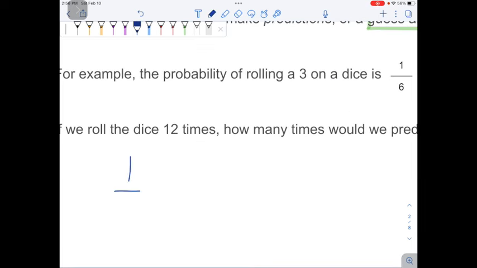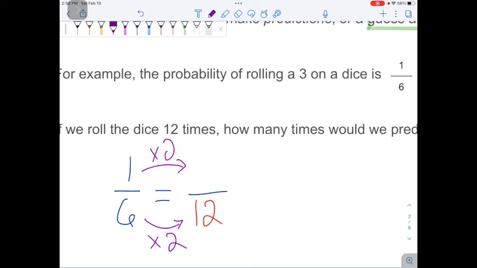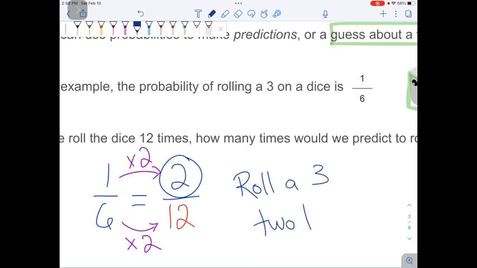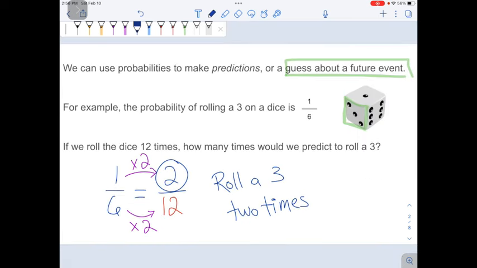I'm making a guess about the future. So I would say, well, I know in theory I should get it 1 out of every 6 times because one side has a 3 out of 6. And I'm going to roll it 12 total times. So 6 times 2 is 12. 1 times 2 is 2. So we would expect that we would roll a 3 2 times out of 12. That's our prediction. We haven't done it yet. That's my guess about what's going to happen in the future.